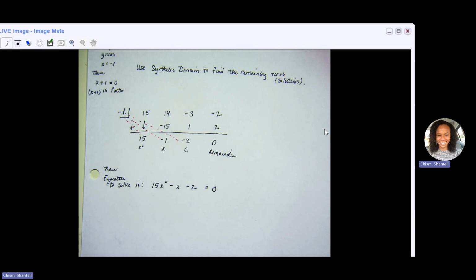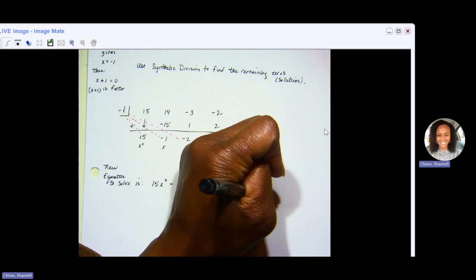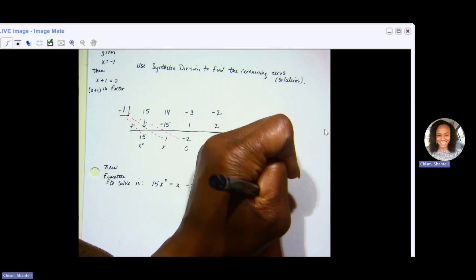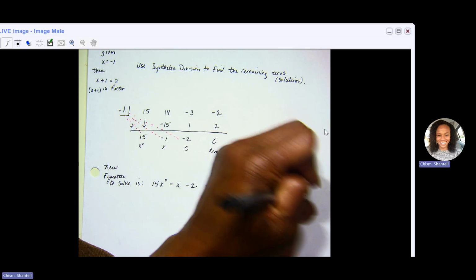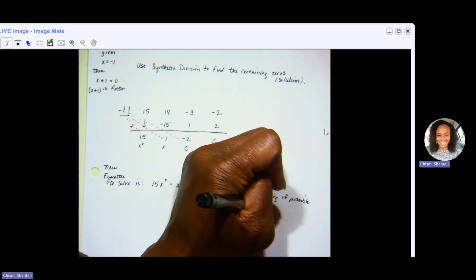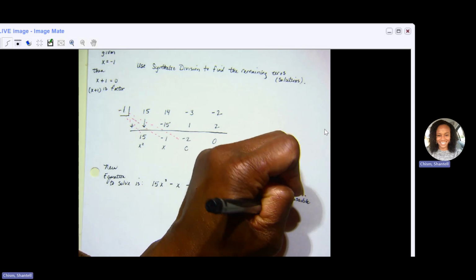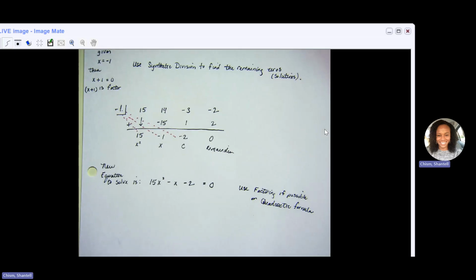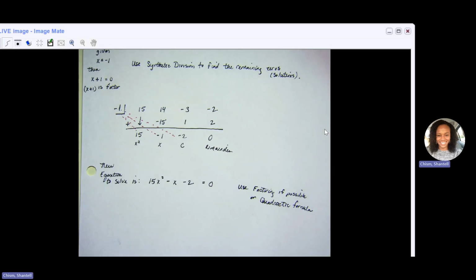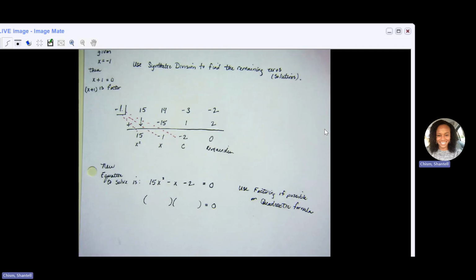And to solve this, you can use factoring if it's possible. Or you can use the quadratic formula because it is a quadratic equation. You can always use the quadratic formula if it's not factorable. I think this should be factorable. Let's see. So I start with my parentheses to see if it's factorable.